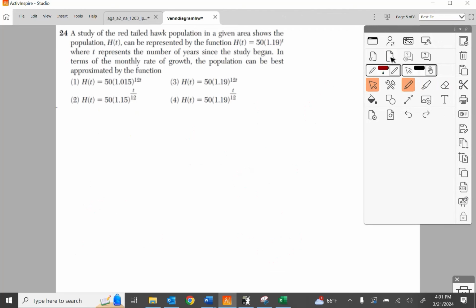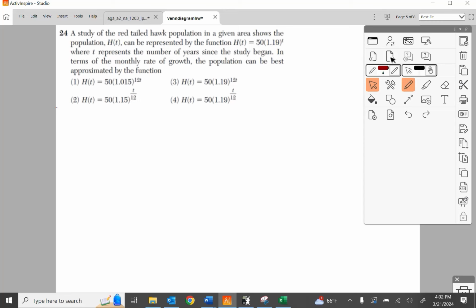A study of the red-tailed hawk population in a given area shows the population of hawks as a function of time can be represented by H(t) = 50, the initial population, times 1.19 to the t, where t represents the number of years since the study began. In terms of the monthly rate of growth, the population can best be approximated by which of the following functions?